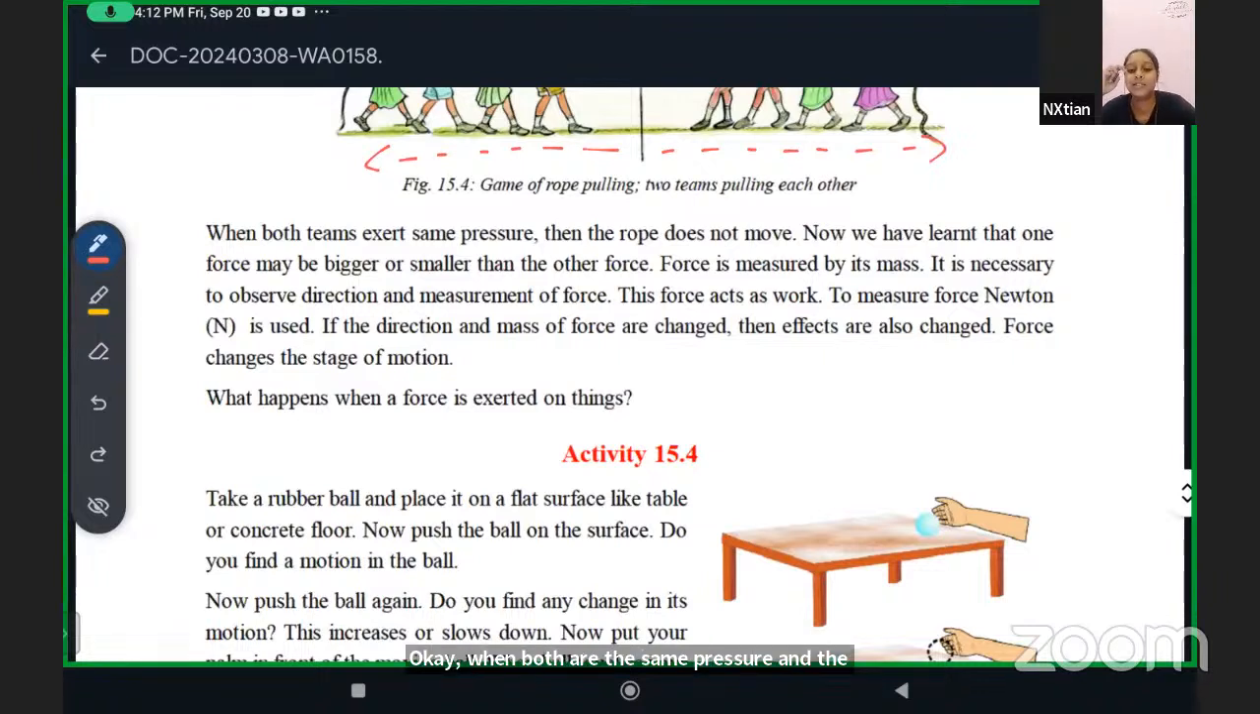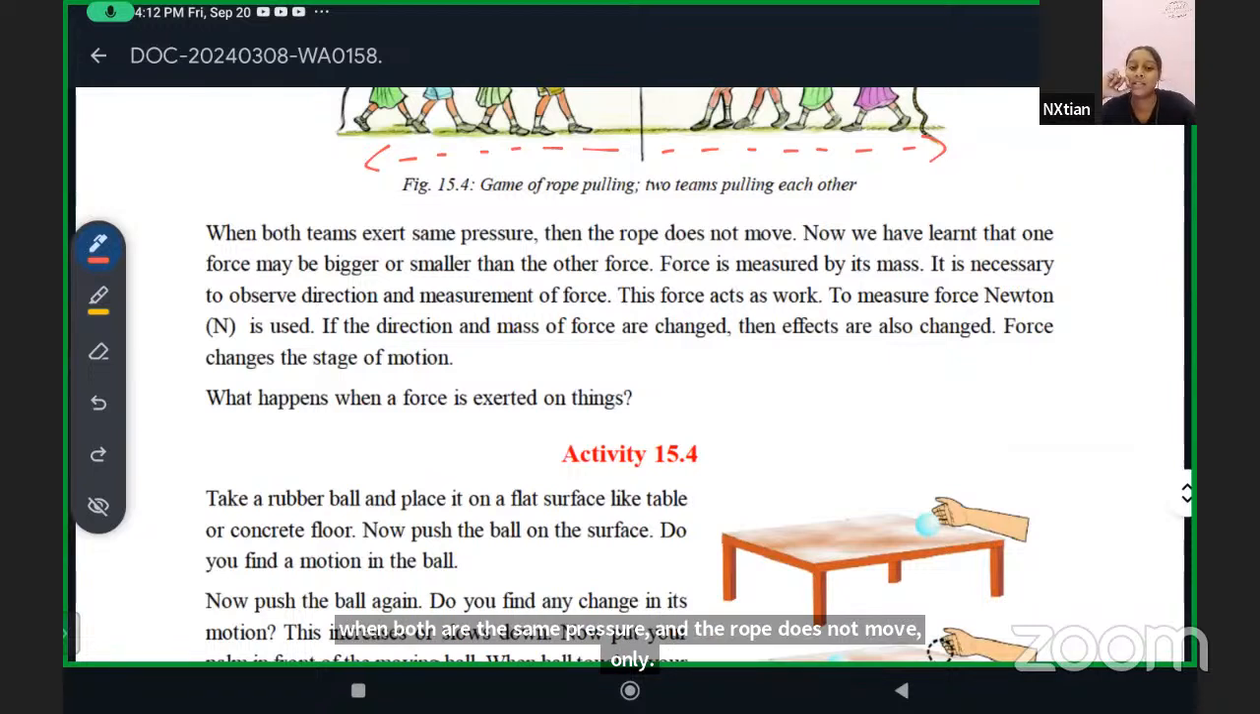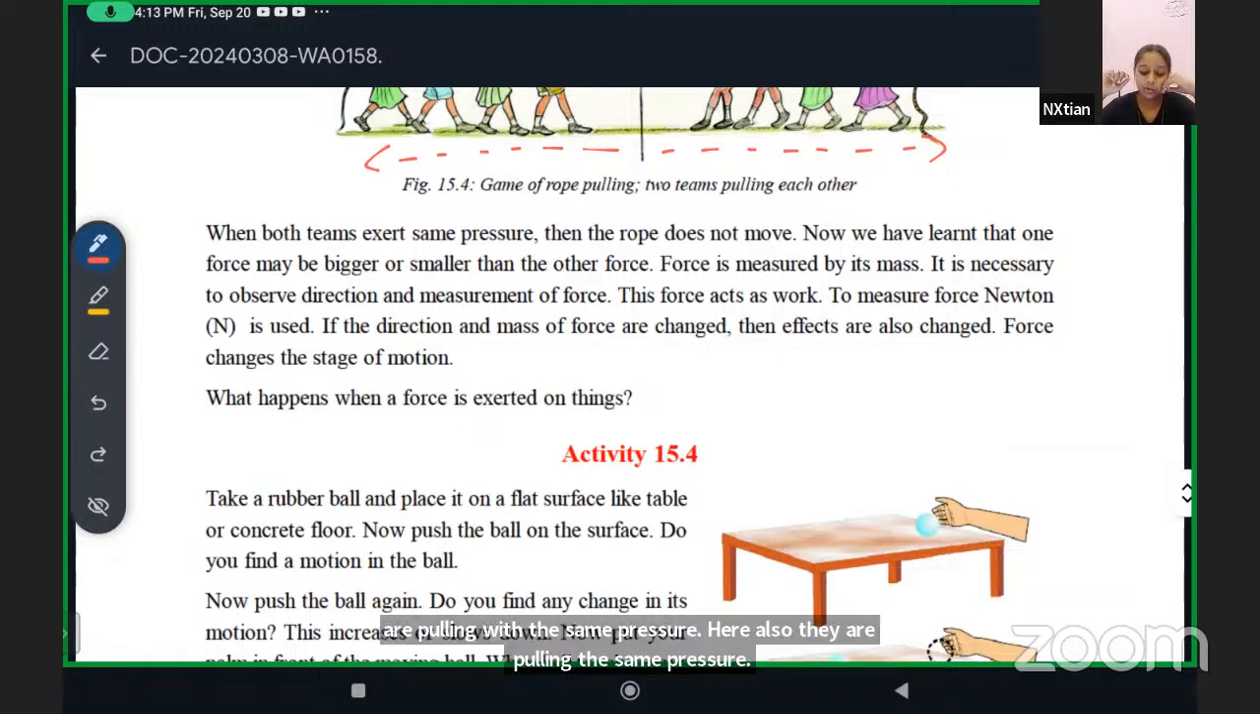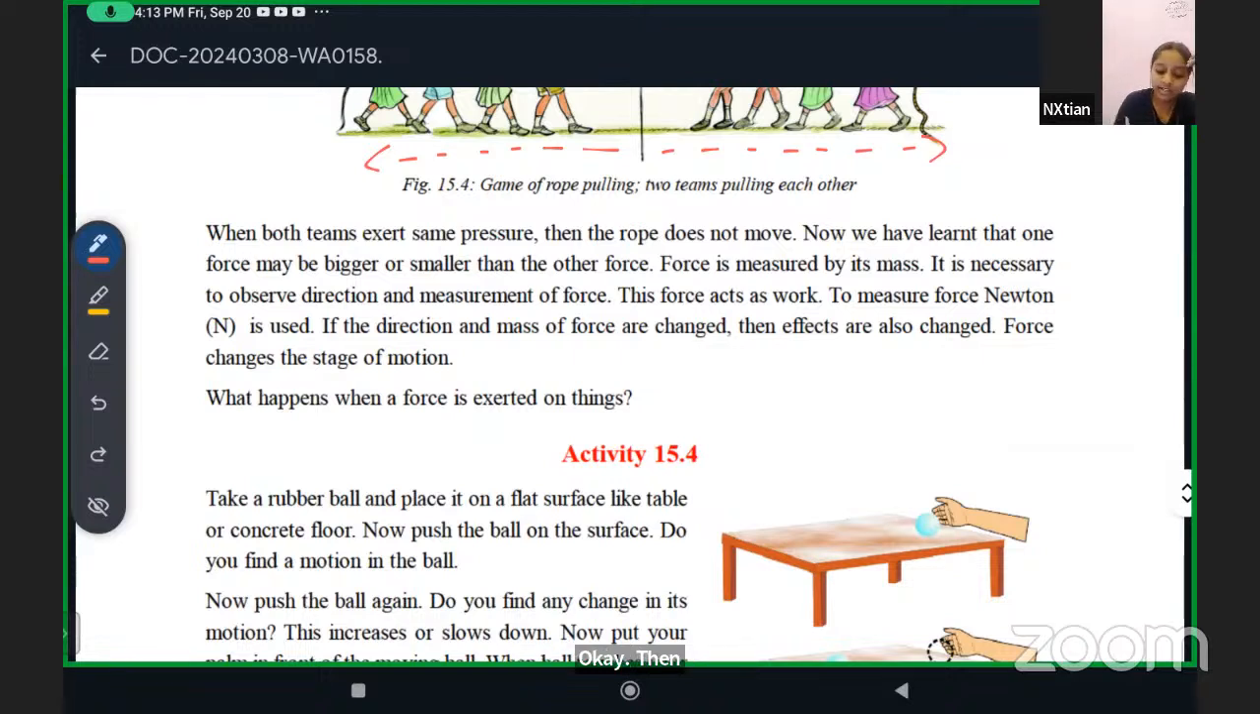This point comes up when we play this game sometimes, that the rope is not moving, because here also they are pulling with the same pressure, and here also they are pulling with the same pressure. The center thing is going nowhere. Then force: we know that force may be bigger or smaller than another force. Some force may be bigger, that is more powerful, and some may be less powerful.